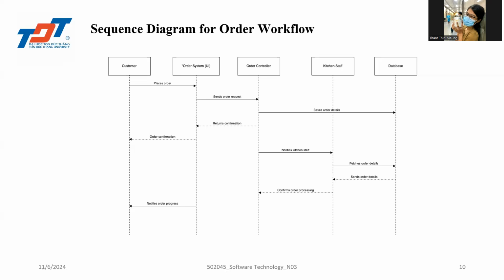So the customer makes the order, and the order request goes to the database, and then based on the database orders data, the kitchen staff take the order details and process the orders. After preparing the orders, the kitchen staff notify back to the database, and then the staff serve it to the customer. This is the sequence flow of how the order workflow works. So here we use the order controller.